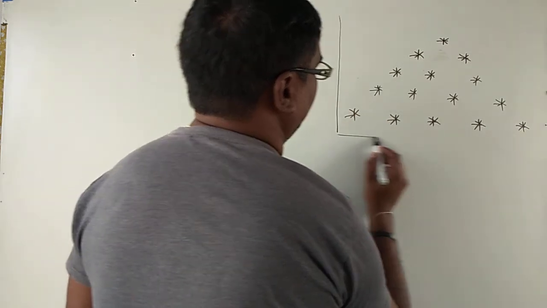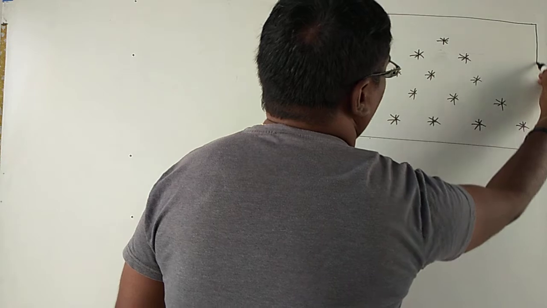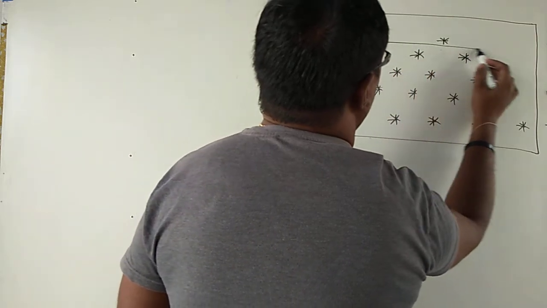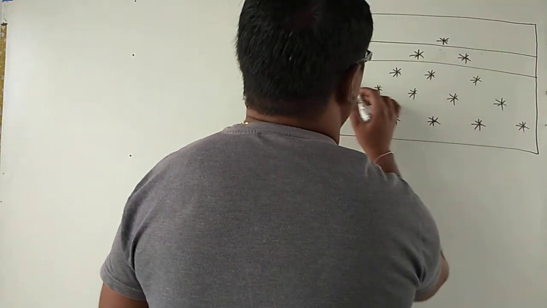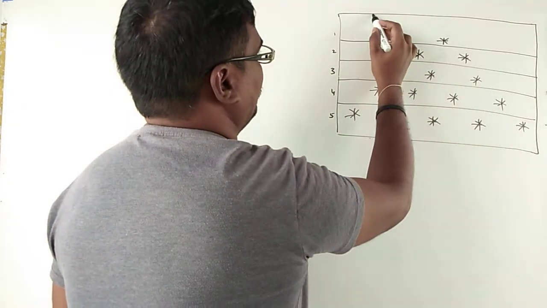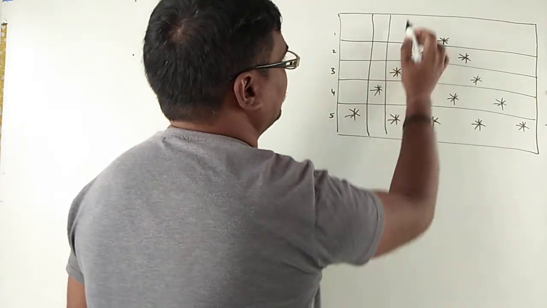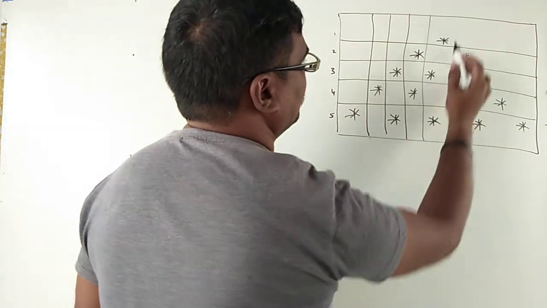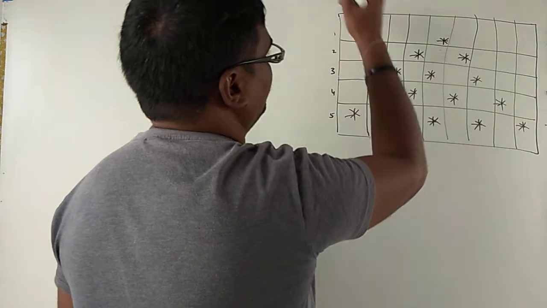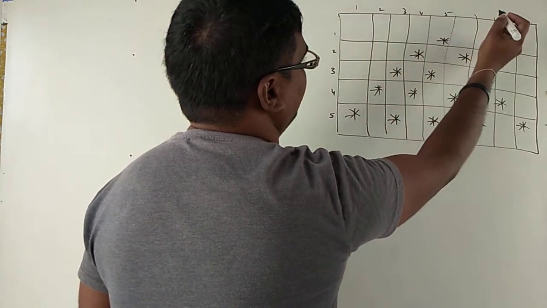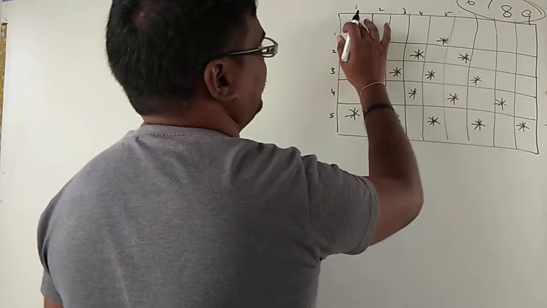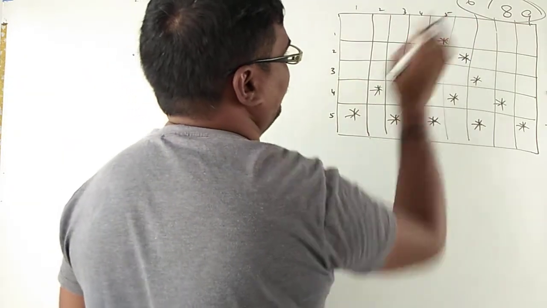First, you will draw the number of lines, that we call rows. This is the first row, second row, third row, fourth row, fifth row. Then the number of columns: 1, 2, 3, 4, 5, next 6, 7, 8, 9. But you concentrate on 1 to 5 rows, 1 to 5 columns.